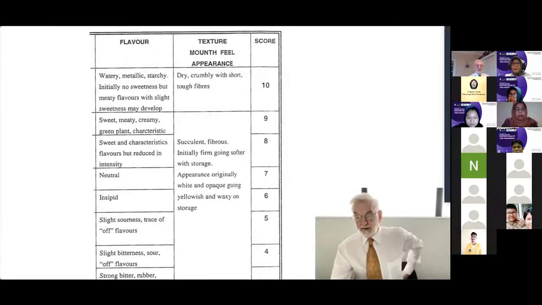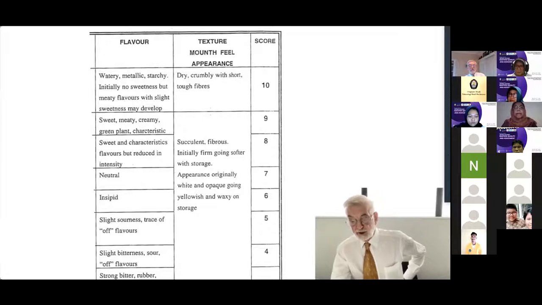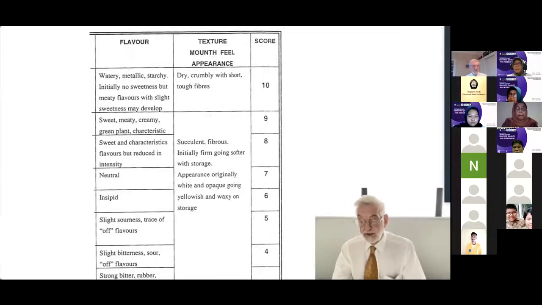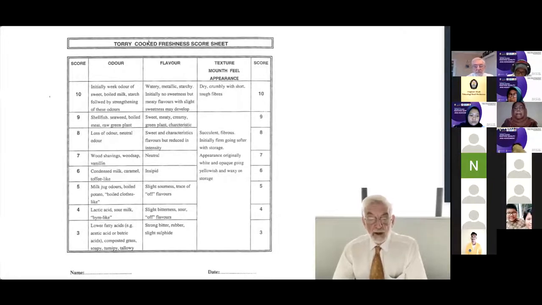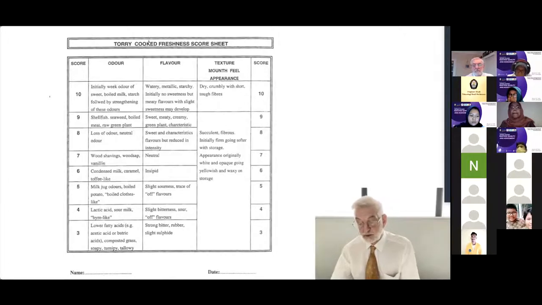The texture and mouthfeel is a bit more difficult. We very rarely get 10, so it's looking at how firm it is, getting softer with storage, and white again going to opaque and yellowy. Again, you do the 3 things there and make a final decision as to the overall score. That then is the TORI method for sensory assessment.